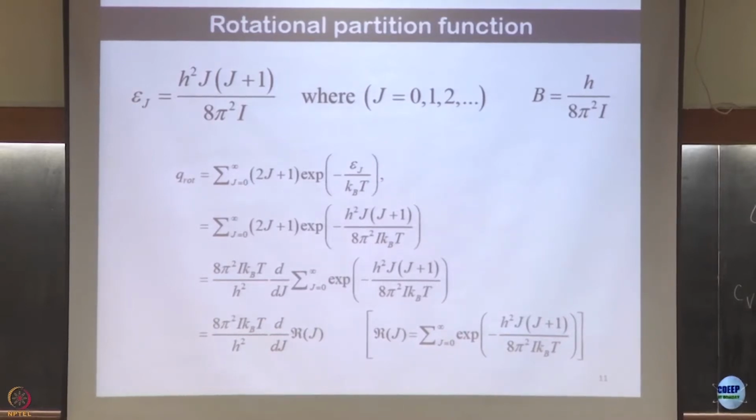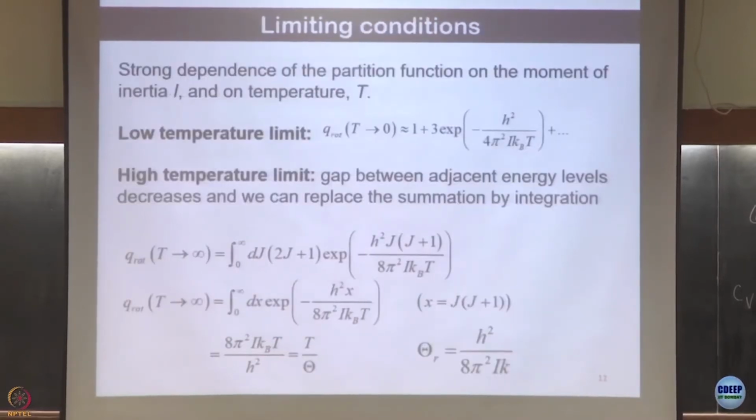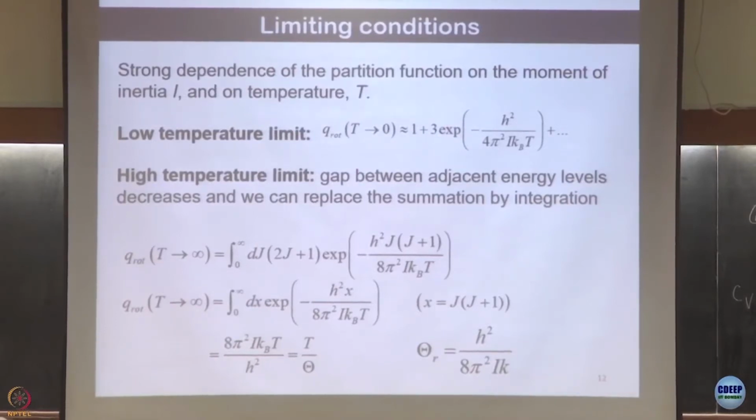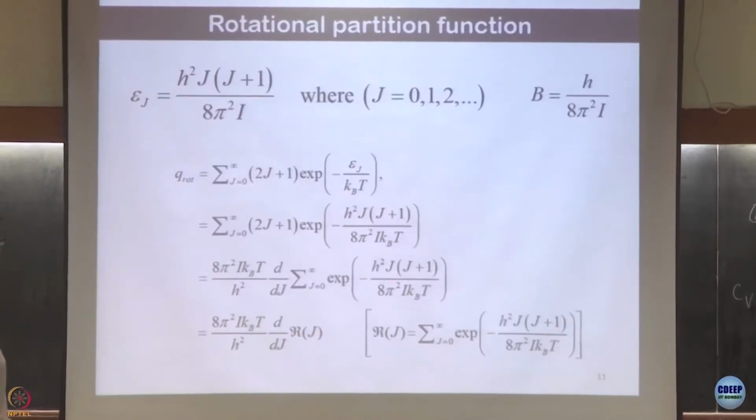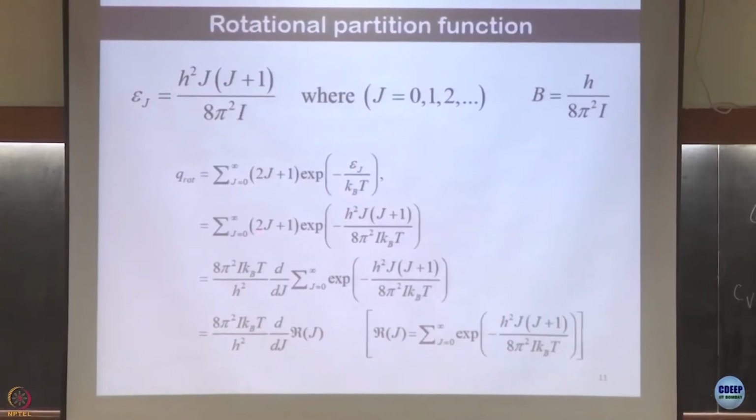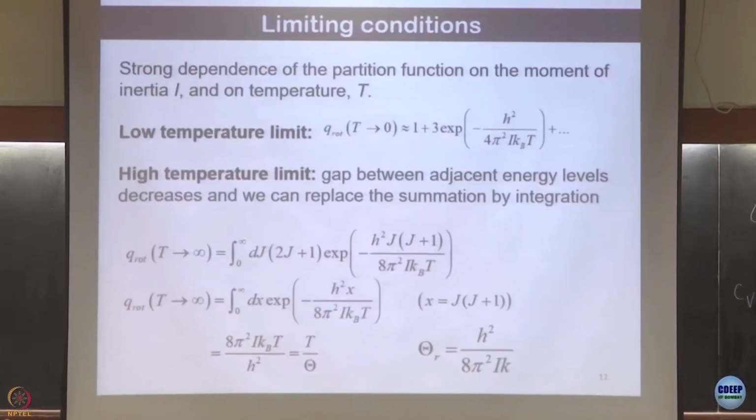okay. And then at low temperature I can just evaluate this. J equal to 0 becomes 1, then I need to keep only one more term, J equal to 1, that is 3, okay, and then I get this term, and that is pretty good. So, this is the partition function at low temperature.